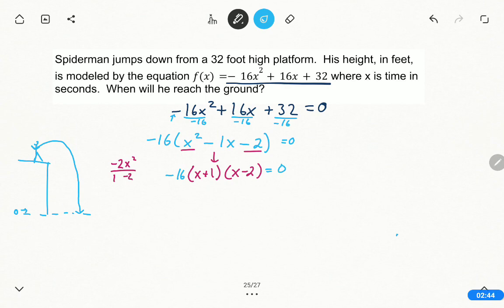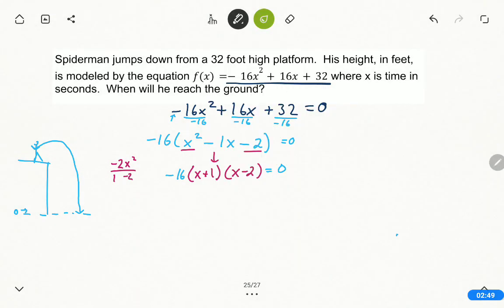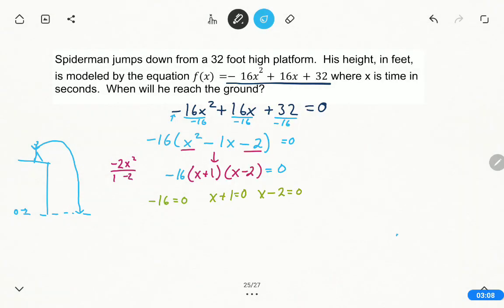Now this is not a factor question, this is a solve question, so we're not quite done. We need to next apply zero product property to set each of our factors equal to 0. Our first factor is negative 16. Second one is x plus 1. And third one is x minus 2. I'll solve each of these equations. Well, negative 16 can't equal 0. Subtract 1 from both sides. X equals negative 1. Add 2 to both sides. X equals 2.